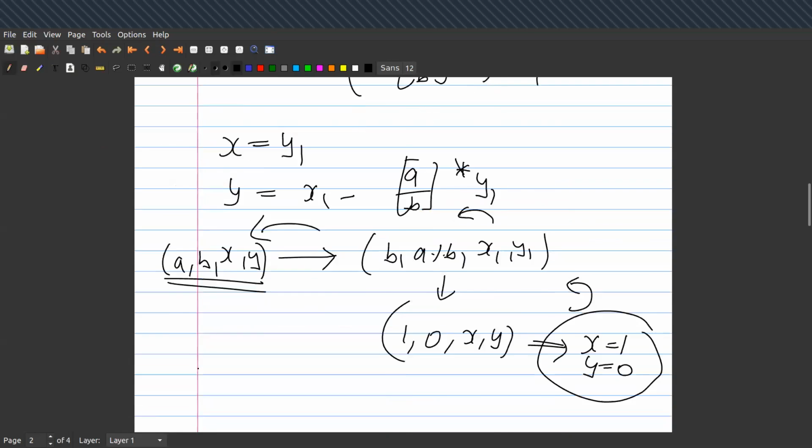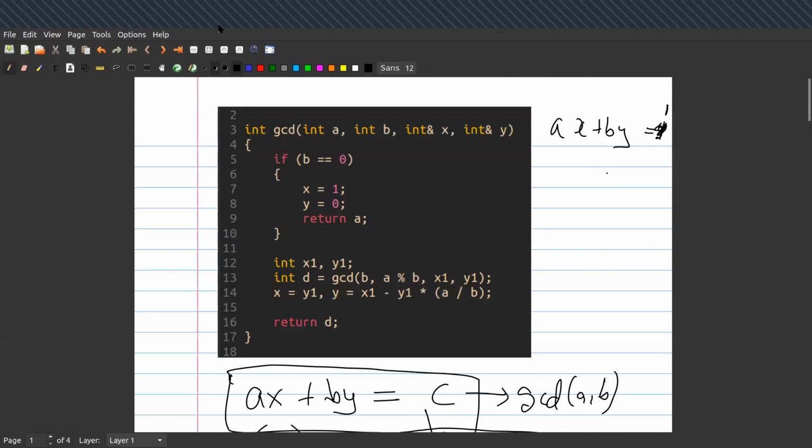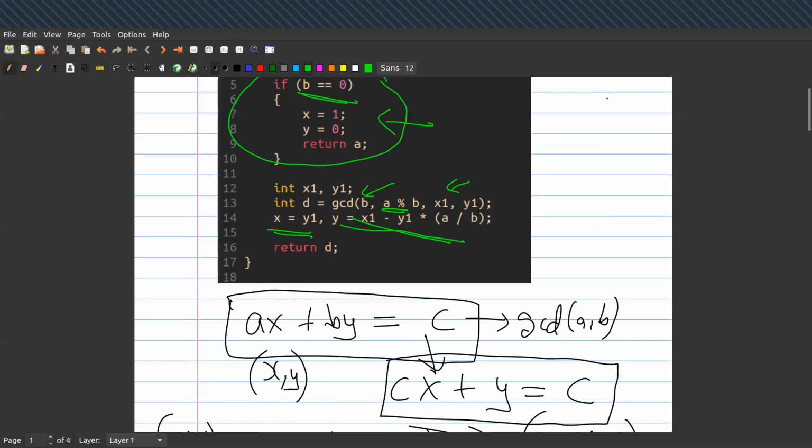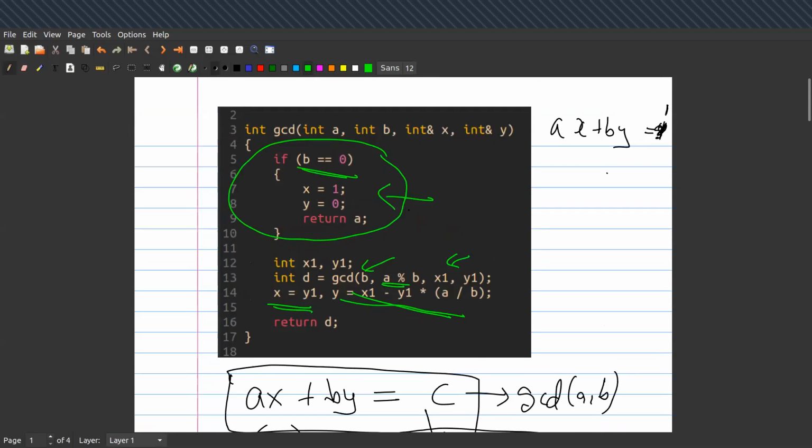So this is that code only. Like the code is here. We have the base case b equal to 0, and otherwise we find the solution for b comma a mod b comma x1 comma y1, and from that we get the current state's solution. This is just based on the GCD idea that finally we will reach this stage. Okay, so any doubts in this code?